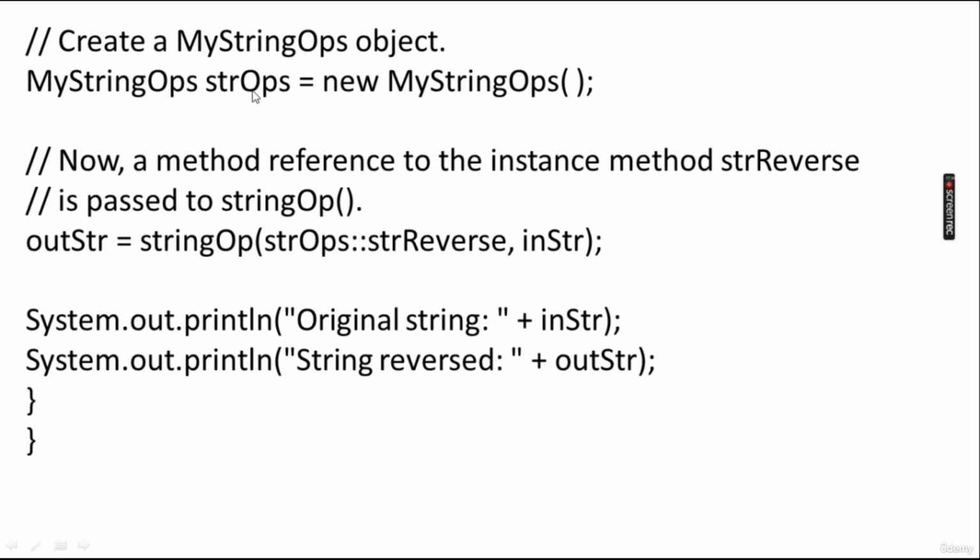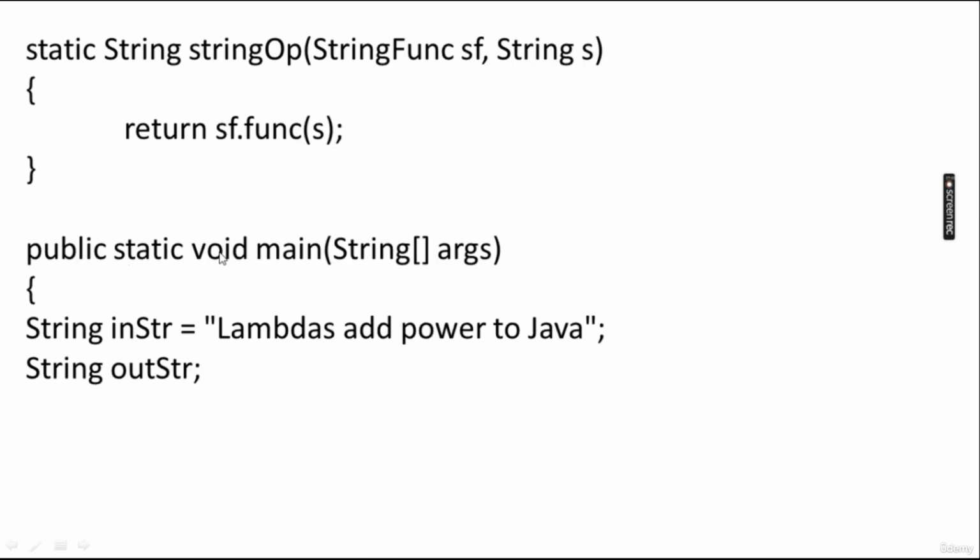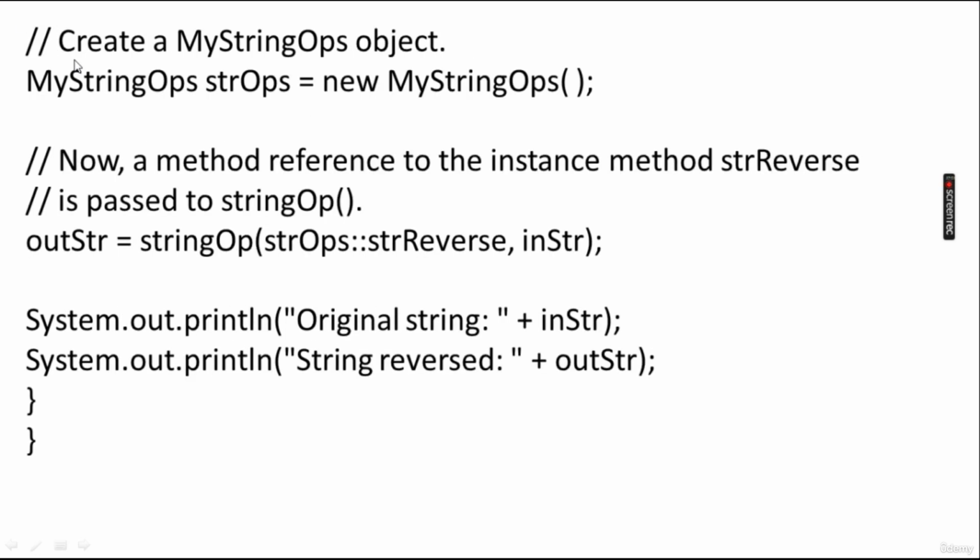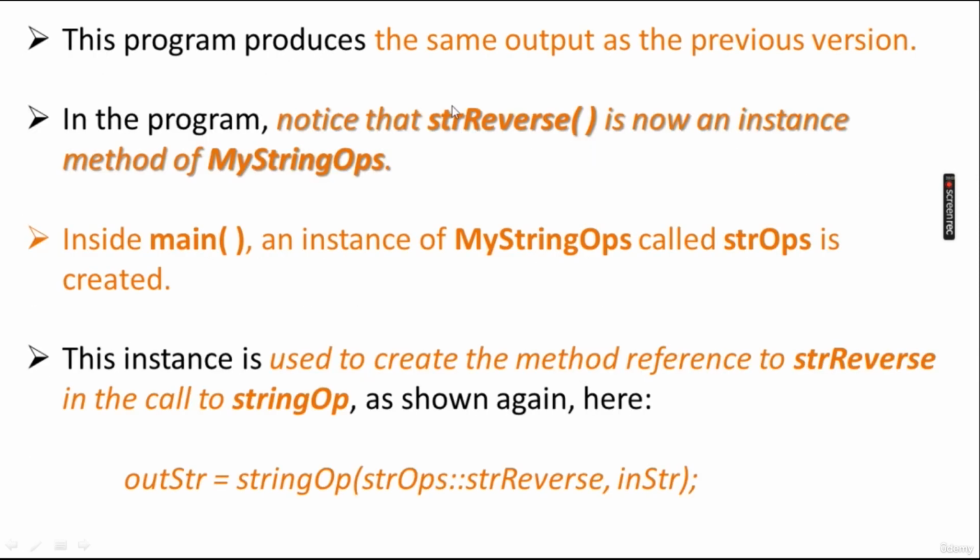And MyStringOps, this is the object name we have created, and object name double colon method name we are passing to stringOp. stringOp is still static, so here we should not create an object of that. So stringOp in brackets, strOps::stringReverse, input string. The original string and output string will be displayed, and this will produce the same output as the previous version. Notice that stringReverse is now an instance method of MyStringOps. Inside main, an instance of MyStringOps called strOps is created.